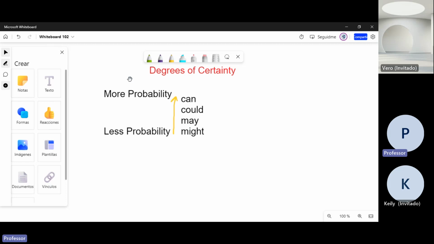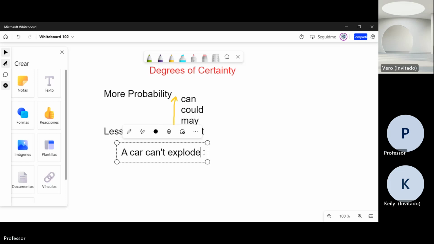Let's say we are in classes at this moment, but all of a sudden you hear an explosion outside of your house. So you're going to use the modal verbs to express what you think happened. So we can say, for example, maybe a car can explode. Number two, something less probable. Maybe terrorists could attack the neighbors.